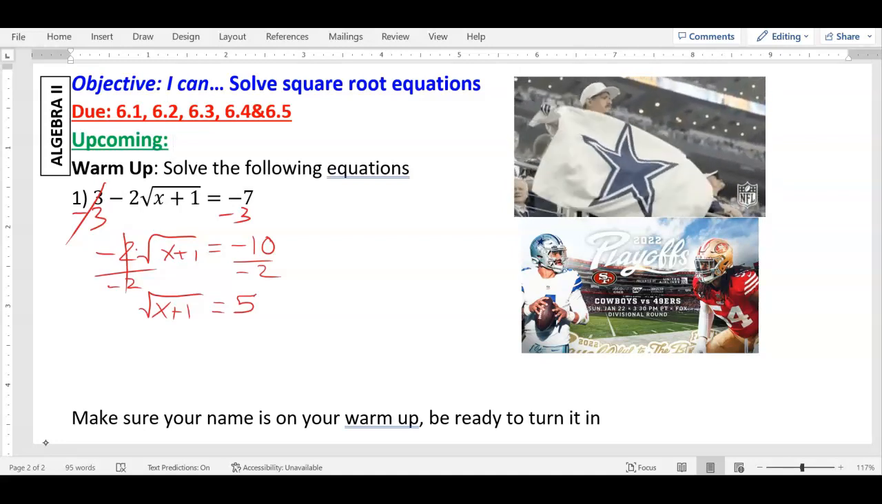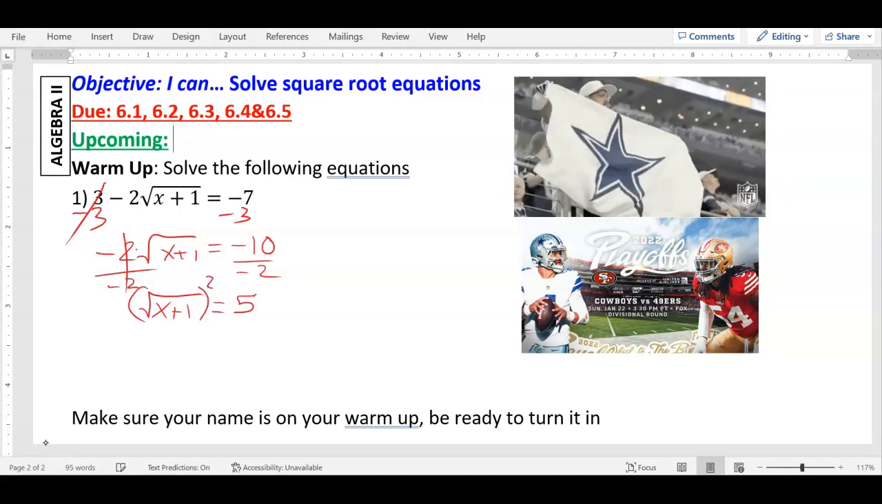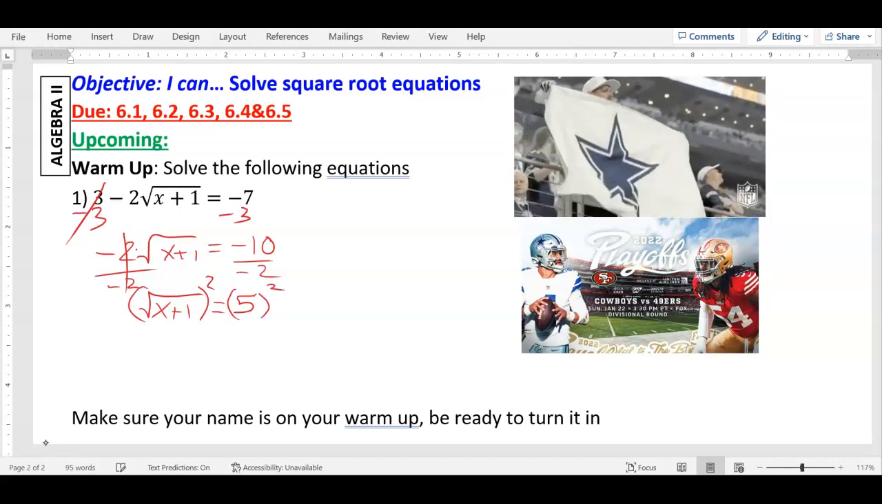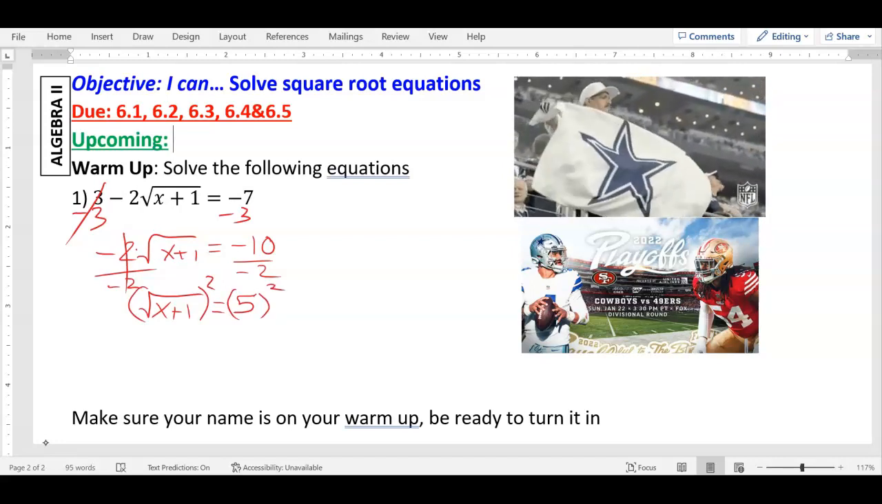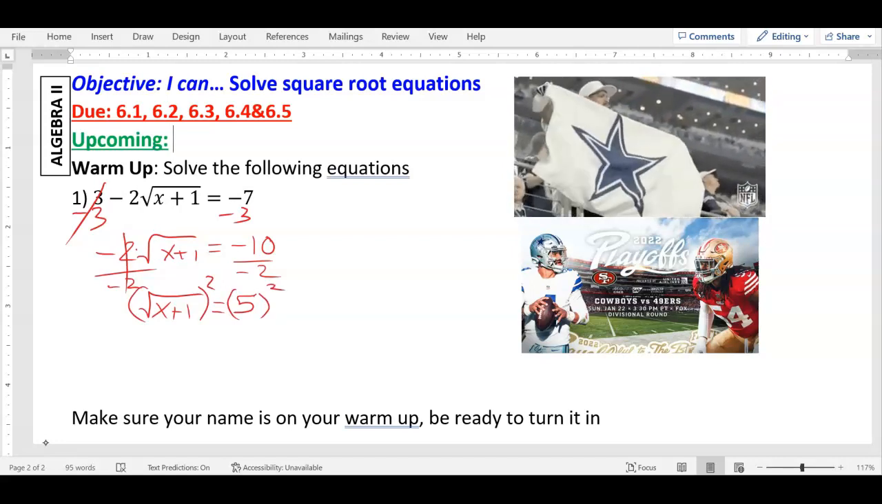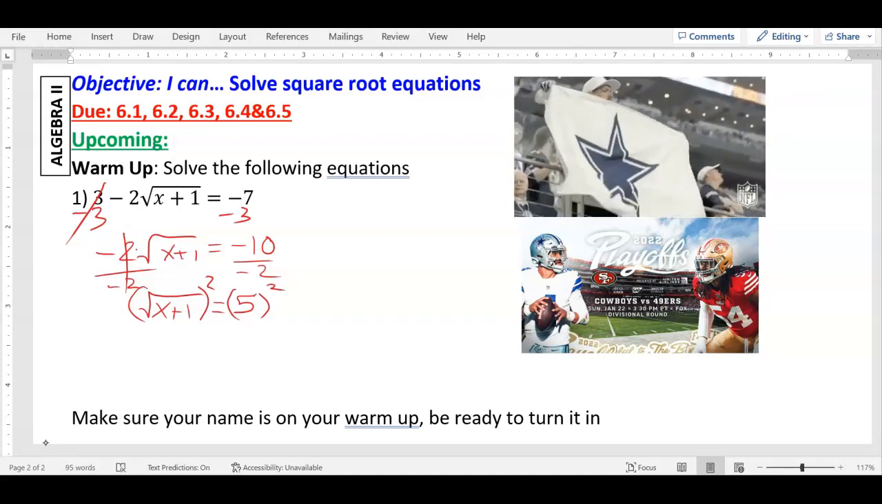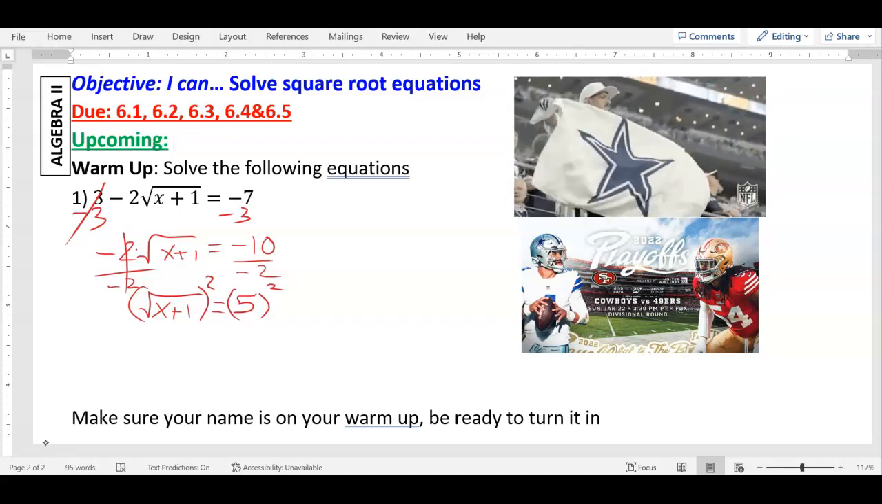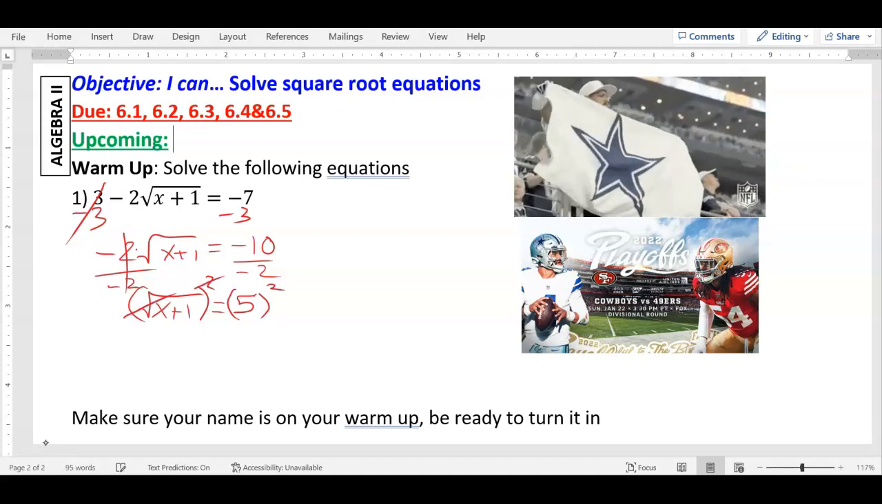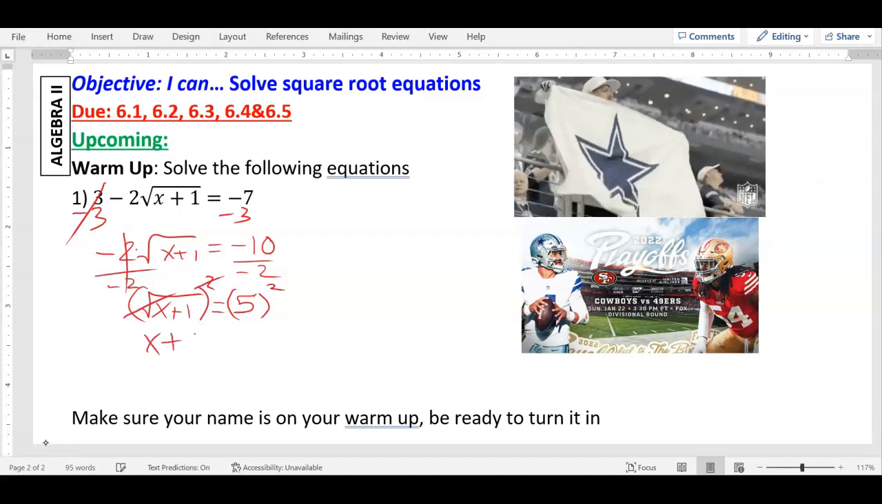So here's what you're going to do. The left side gets squared. The right side gets squared. Does everyone know this from yesterday, that square and square root are opposites? Cubes and cube roots are opposites, right? So the square root and the square cancel out. I'm left with what's under it, x plus 1.